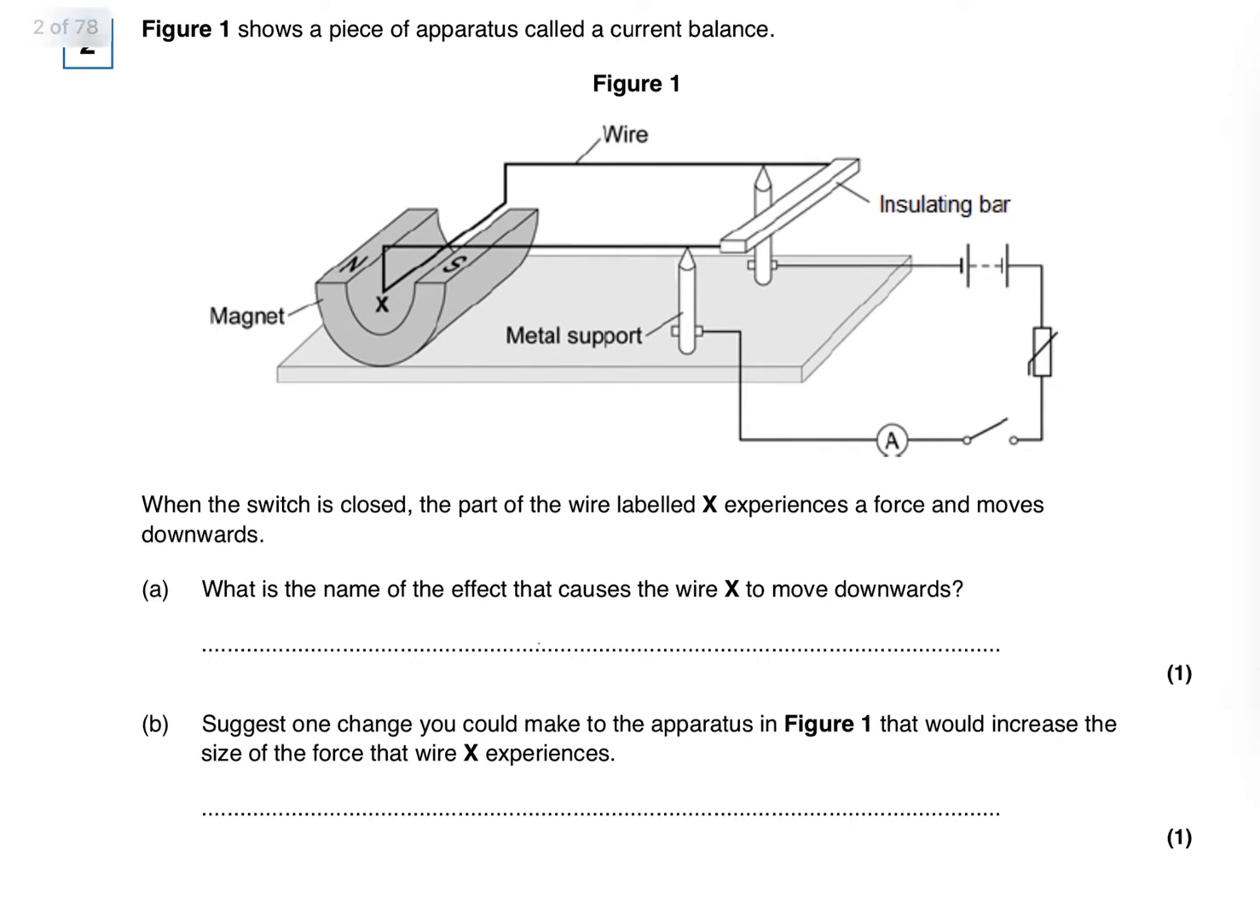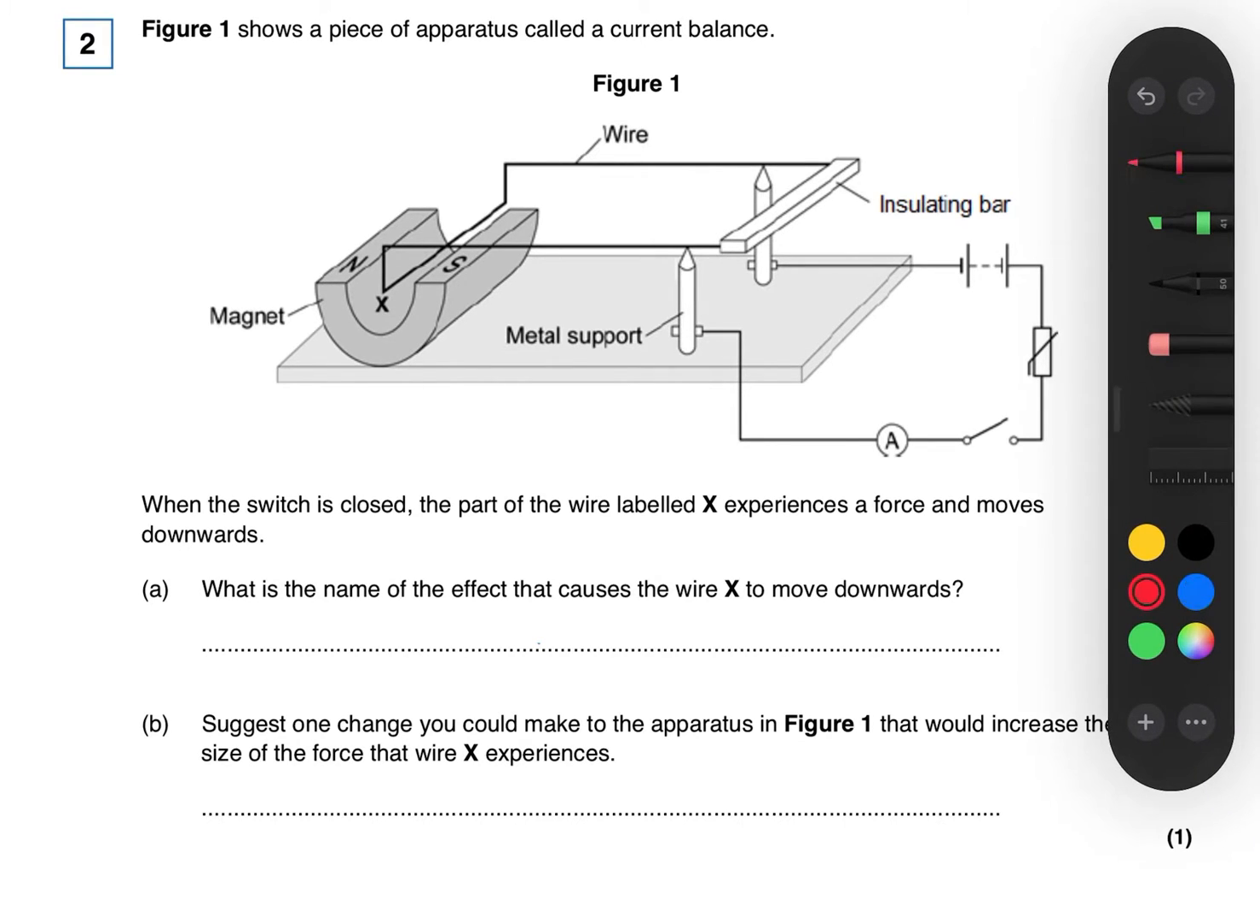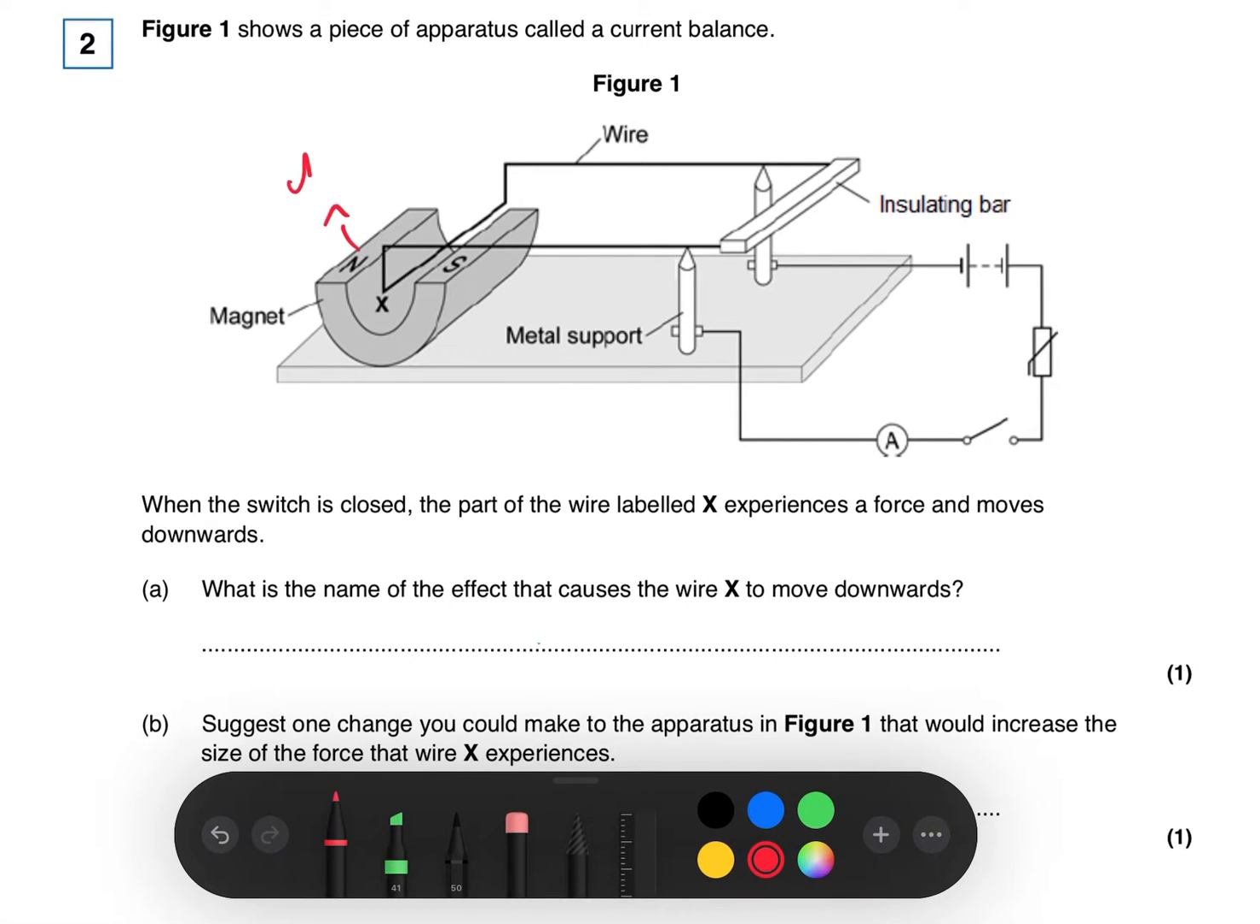Question 2 says, figure 1 shows a piece of apparatus called a current balance. Okay, let's take a look at this one. We have a magnet here, it's been labeled, and we have a bit of a circuit. We have a battery and what appears to be a variable resistor, an ammeter, and a switch. When the switch is closed, obviously we have an electrical current. The part of the wire labeled X experiences a force and moves downwards. It goes down, so that's being attracted to the magnet, basically.